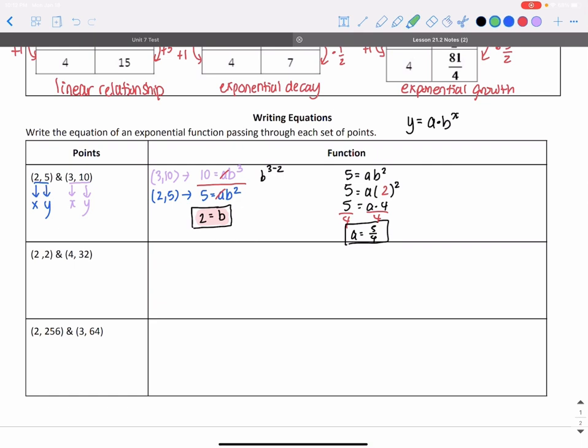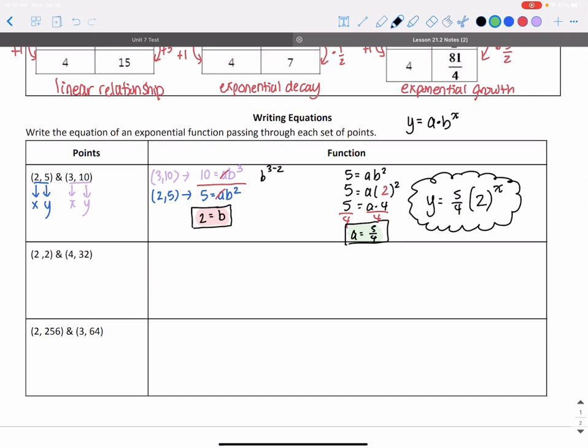I know my initial value. I know my growth rate. I can fill that into this general form. So I have y is equal to 5/4 times 2 to the x power. And that's my function that fits both of those points.